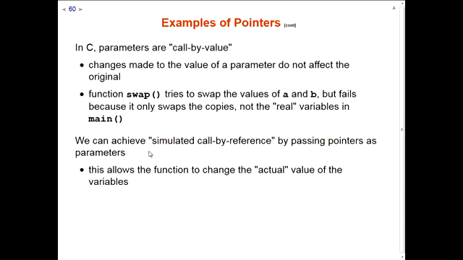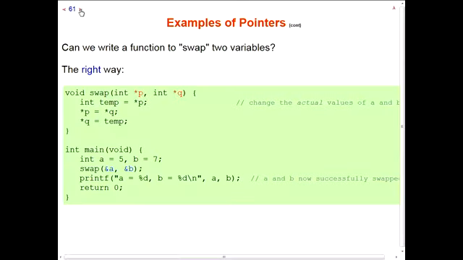Now we can achieve this by simulating call by reference, where instead of passing on the values, we pass on the address of the variables where we want to make the swap. And we can do that now with the help of pointers, which then allows the function to change the actual value of the variables. So to do it in the right way, we would do it like this. We would have our variables a and b here, and instead of just passing on the numbers 5 and 7, with which the function can't really do anything, we pass the addresses of the 2 values.